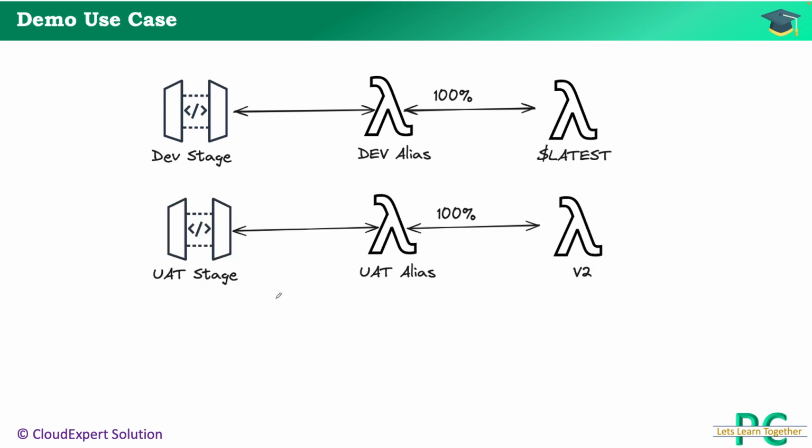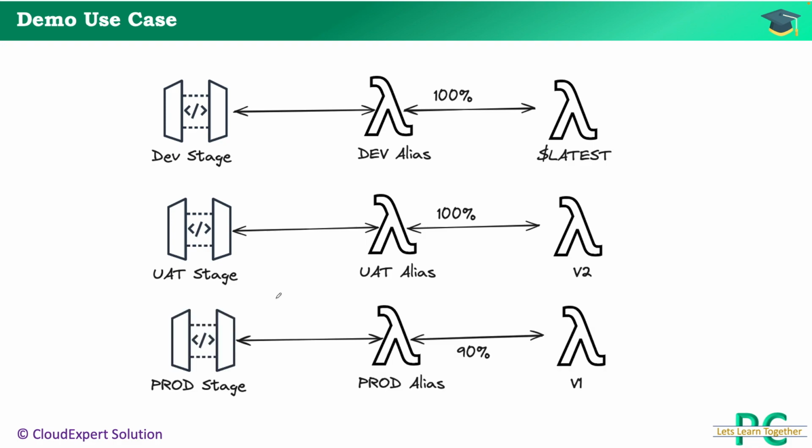For this use case, we are going to create another API stage that will be UAT. You can name it as you want. It will point to the UAT alias, which is going to point to Lambda version 2. And 100% of the traffic will go to that particular Lambda version. Now, when you are going to deploy to production, the production API stage will always point to the prod alias of the Lambda function, or the production version of the Lambda function.